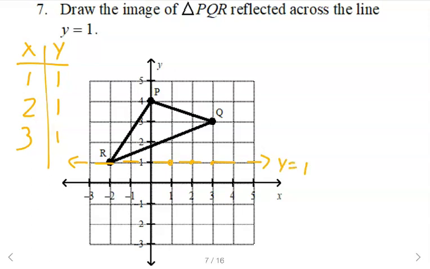All right, so R is right on top of it, so reflected R prime is still right there. P is 3 units above, P prime will be 3 units below. And Q is 2 units above, Q prime will be 2 units below.